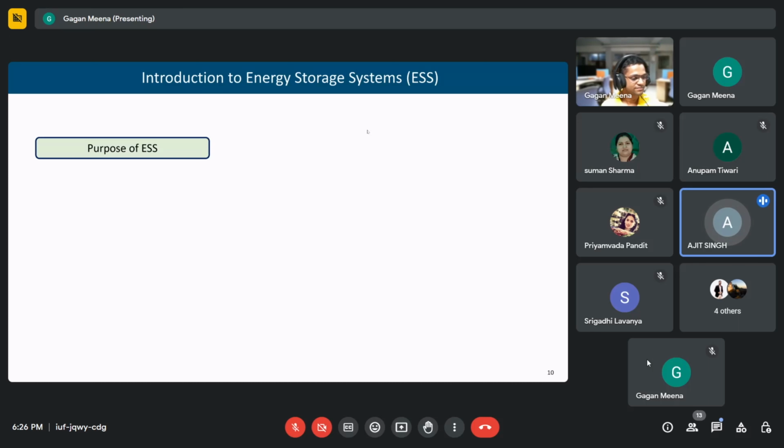So also MOP has come with a time of day tariff, in which they have defined solar hours of 8 hours, in which the tariff will be at least 20% less than normal. Okay. That is also good.